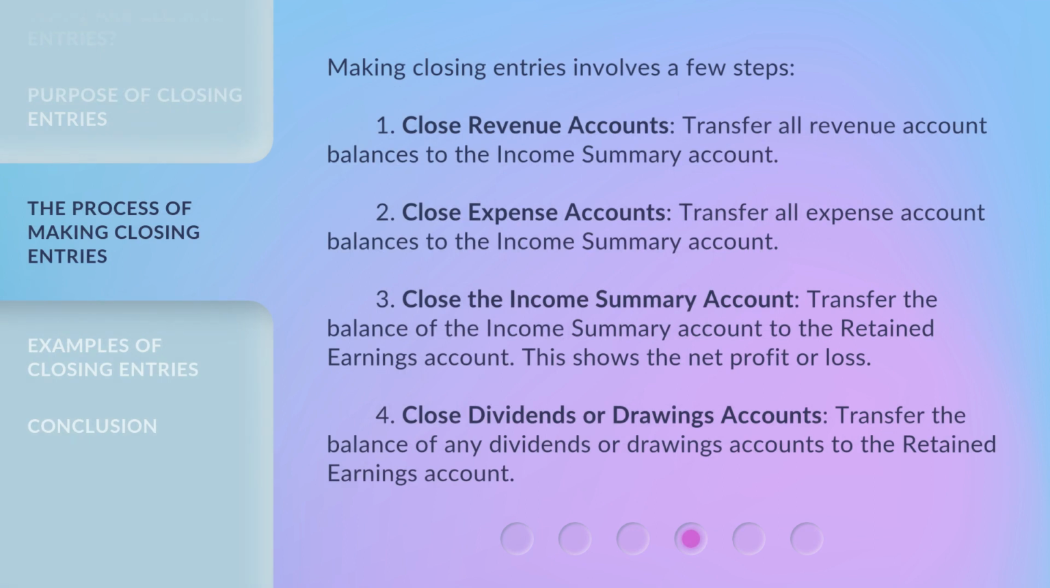Making closing entries involves a few steps. 1. Close revenue accounts. Transfer all revenue account balances to the income summary account. 2. Close expense accounts. Transfer all expense account balances to the income summary account. 3. Close the income summary account. Transfer the balance of the income summary account to the retained earnings account. This shows the net profit or loss. 4. Close dividends or drawings accounts. Transfer the balance of any dividends or drawings accounts to the retained earnings account.